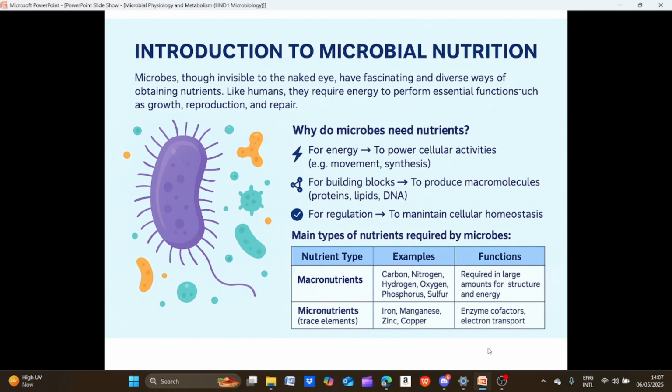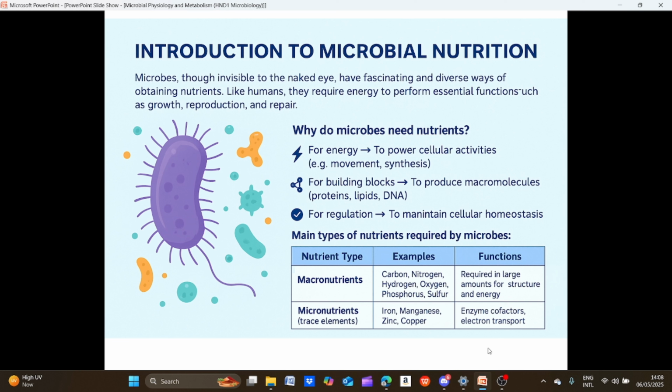Microorganisms, although they are very invisible to the naked eye, have very fascinating ways of obtaining their nutrients. Just like human beings, they also require energy to be able to perform various essential functions, which include growth, reproduction, and repair.